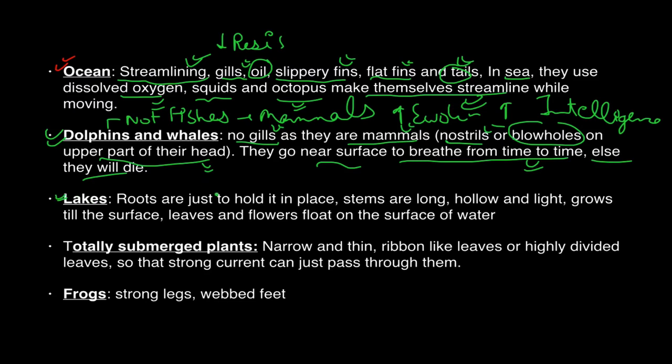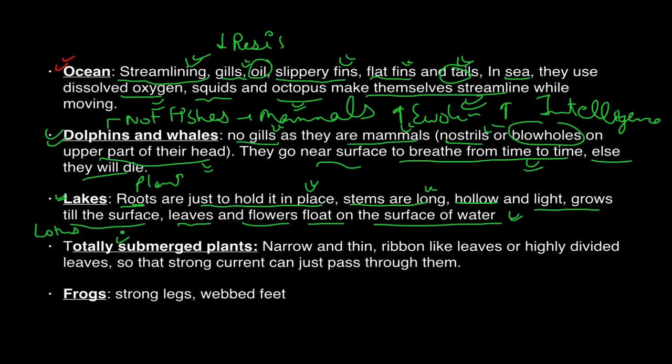Now lakes. In lakes the plants are adapted in such a manner that the roots just hold the plant in one particular place. Roots are not there to absorb water because water is everywhere. Is that understood? It is just to hold it in one place, and stems are very long and hollow so that the plant grows till the surface, and the flowers usually float on the surface. Examples: lotus, water lily, water hyacinth, something like that. Now leaves and flowers of those plants will float on the surface of water.